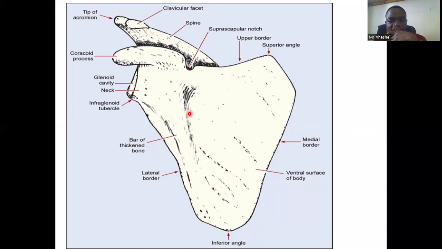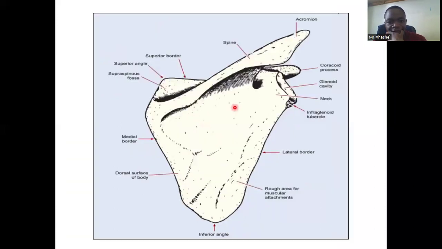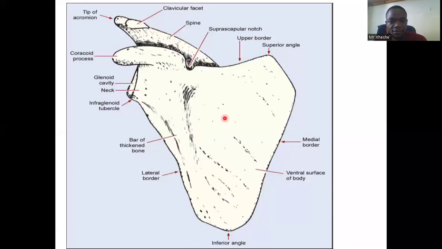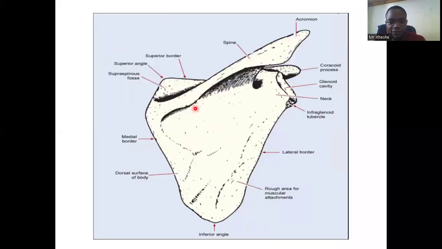Now, so those are the 2 surfaces. It has an anterior surface, which is the one I'm looking at here, and also a posterior surface. Now, you can already see the difference. Look at the anterior surface. It has a very nice wide area. But if you look at the posterior surface, it is wide, of course, but it has this spine. You see this? We call this the spine of the scapula, therefore dividing this wide area into 2 parts.